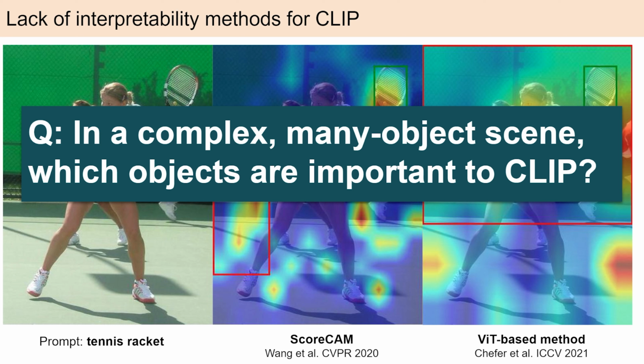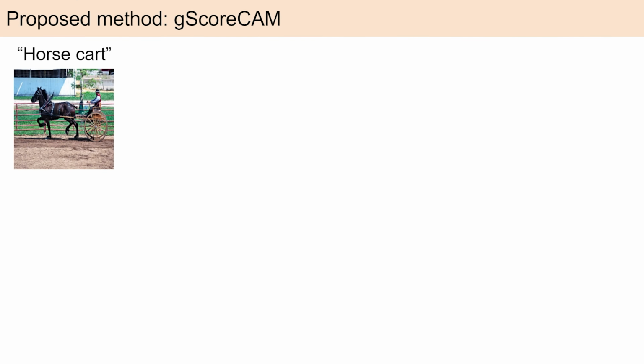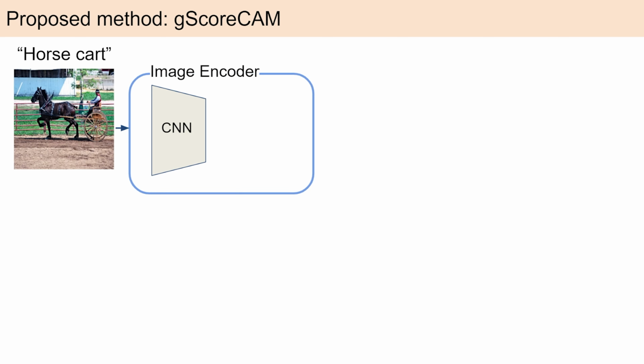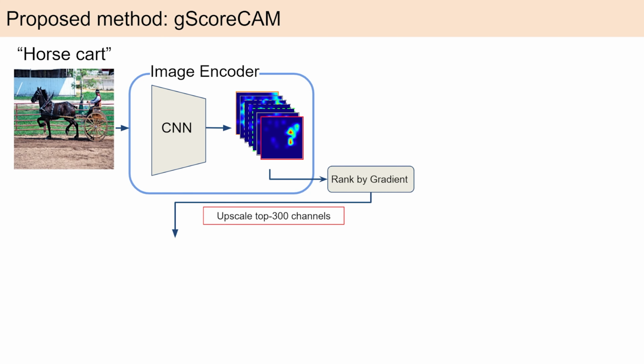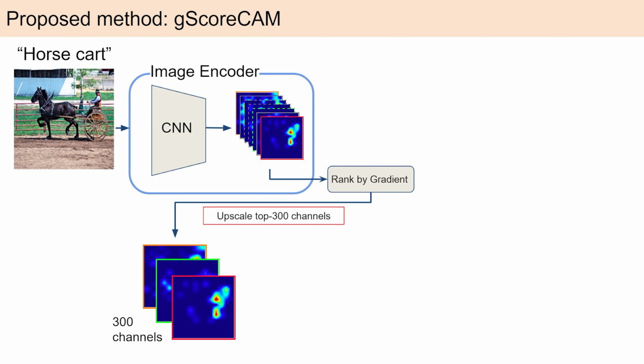To answer this question, we propose gScoreCAM, a saliency method for CLIP. gScoreCAM works as the following. For an input text-image pair, we first pass them to CLIP and extract the activation maps at the last convolutional layer of CLIP's image encoder. We take only the top 300 highest gradient channels and upscale them to the input image size.